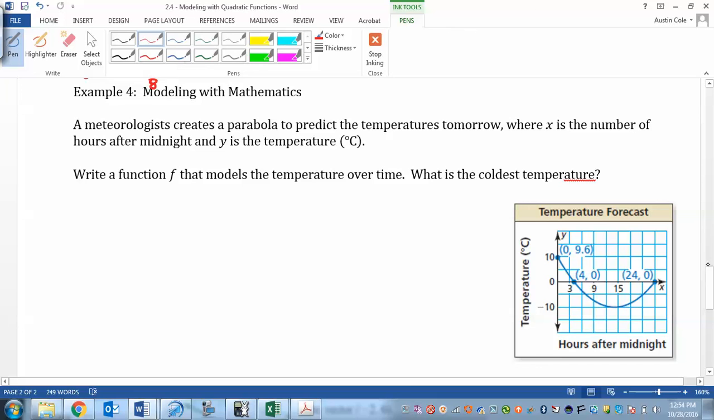All right, here we go. It says, a meteorologist creates a parabola to predict the temperatures tomorrow, where x is the number of hours after midnight. Okay, so x represents the hours after midnight.